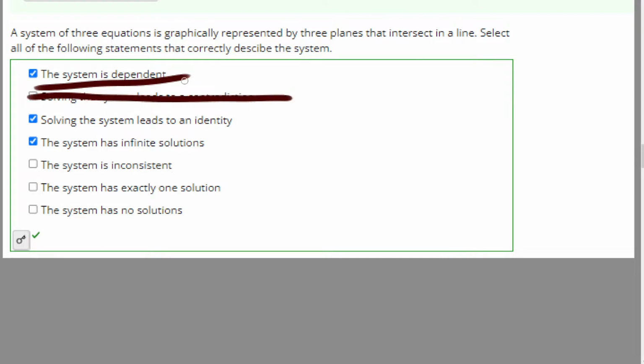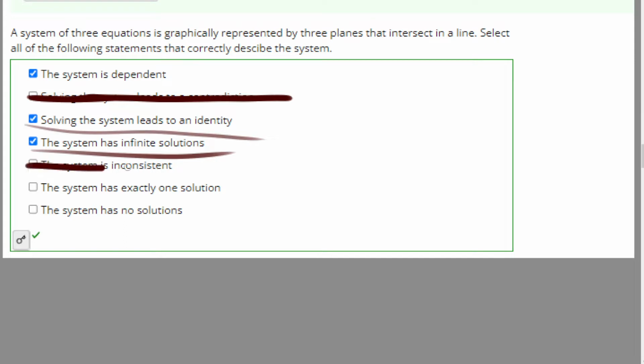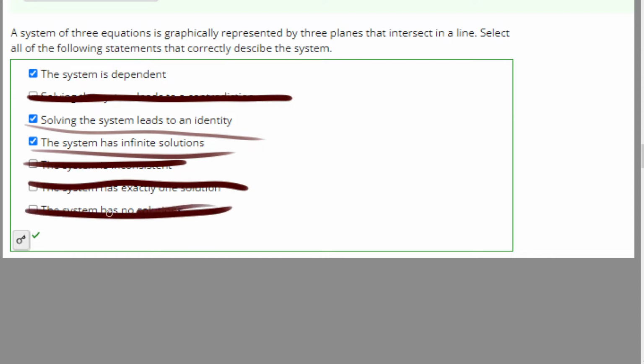It does not lead to a contradiction because there are solutions. Solving the system leads to an identity, which is going to be that line, and the system has infinitely many solutions. And it is not inconsistent, because it is consistent. It has solutions. The system has more than one solution. It has infinitely many solutions, and the system has no solutions. That's not true either because it has infinitely many solutions. Yeah, so this one's a little bit tricky. It's just knowing what inconsistent and consistent and dependent and independent means when we're talking about these 3 lines.